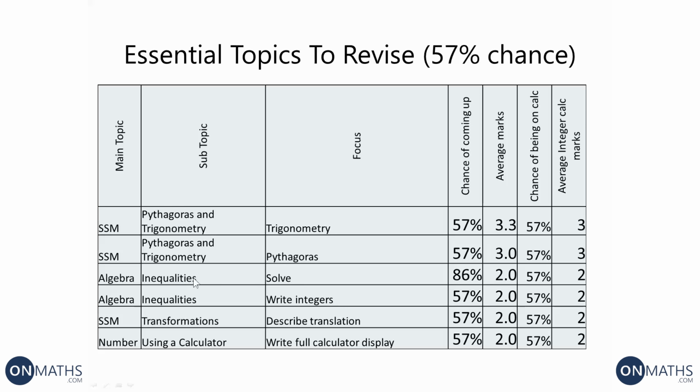Inequalities also came up in the last paper, but it was a graphical inequalities question. I would say with an 86% chance of having to solve an inequality, it's likely that it will come up, and writing the integers from where it's shown on a number line is also one. I would revise those. If you know how to solve equations, solving inequalities is not going to take you that much more time to understand. Instead of an equal sign, you just put an inequality sign. There's a few more rules you need to learn, but that's not a difficult topic to revise.